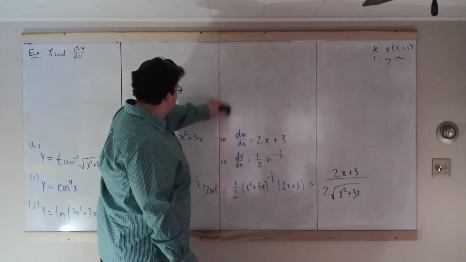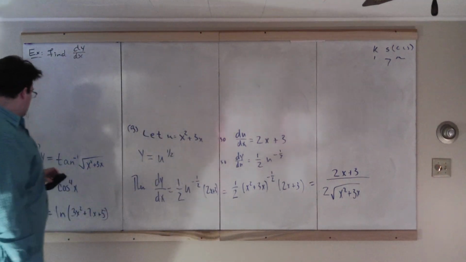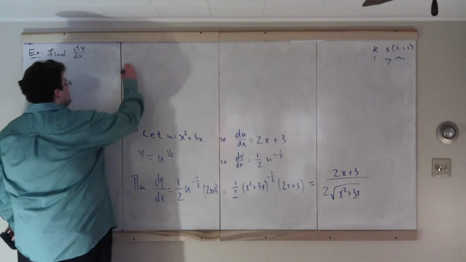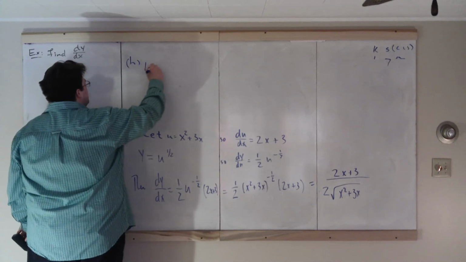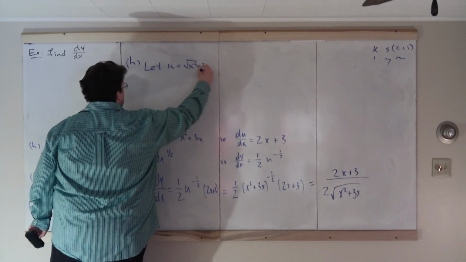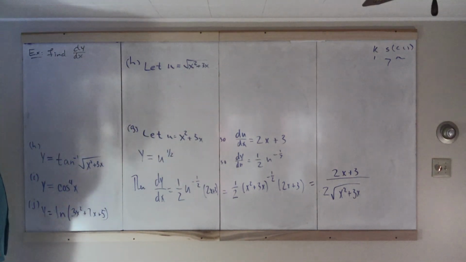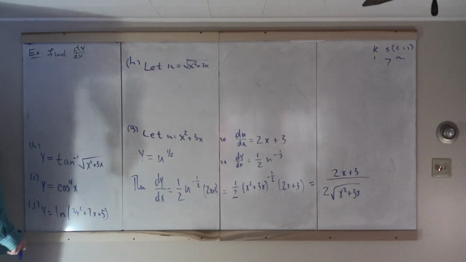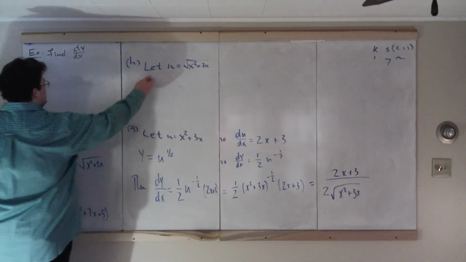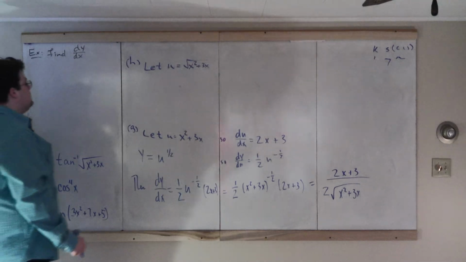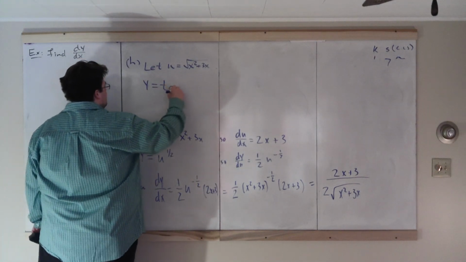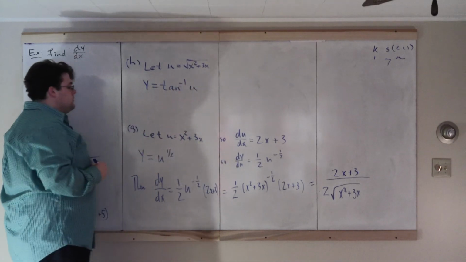So let's do the next one now. Well, we have inverse tangent of something. We know how to take the derivative of the inverse tangent function, but we don't know how to take inverse tangent of something more than x just yet. Well, we do with chain rule. But let's do the substitution. Let u be the inside so that y equals the inverse tangent of u.